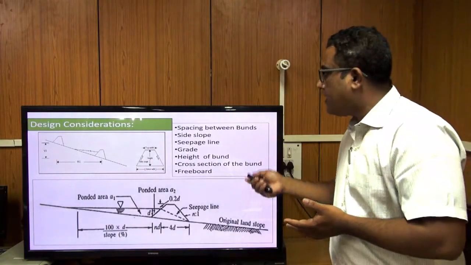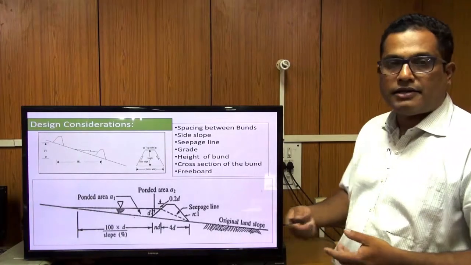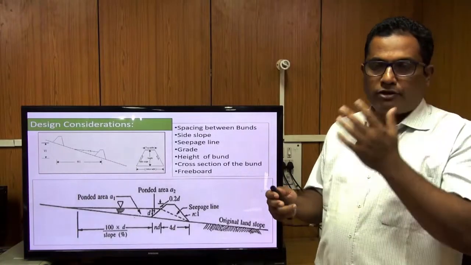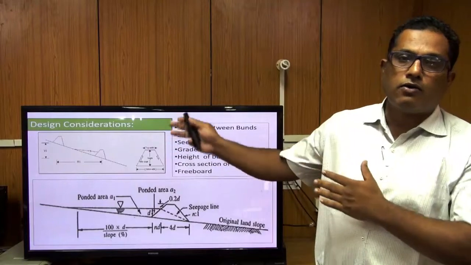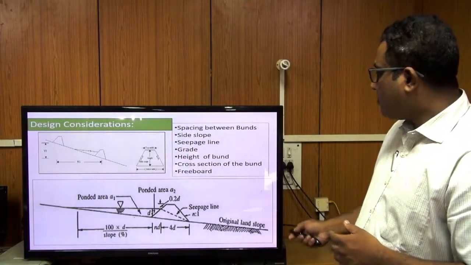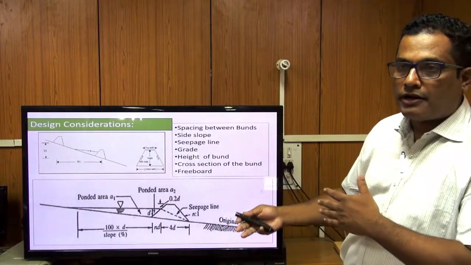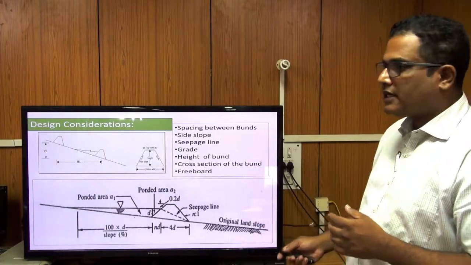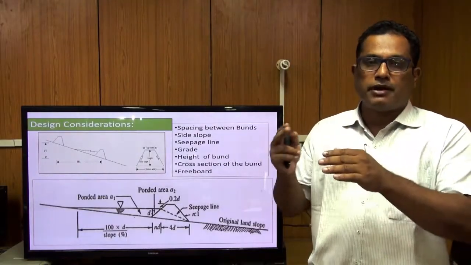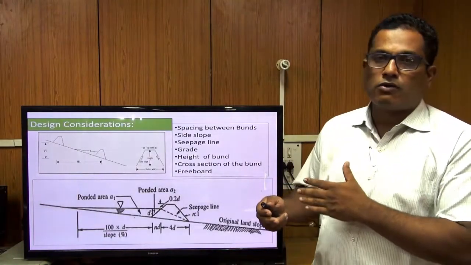And these are certain design considerations, like spacing between bunds, side slope, and seepage line, that we have already discussed. Grade is generally for graded bunds, where we give a grade so that the excess water is drained out to some outlet in graded bunds where the rainfall is high. Then height of the bund: what should be the optimum height of the bund? There is some formula that we have to derive. Then the cross section, be it a rectangular or a trapezoidal thing, would be length by width, right? So that cross section has to be decided.